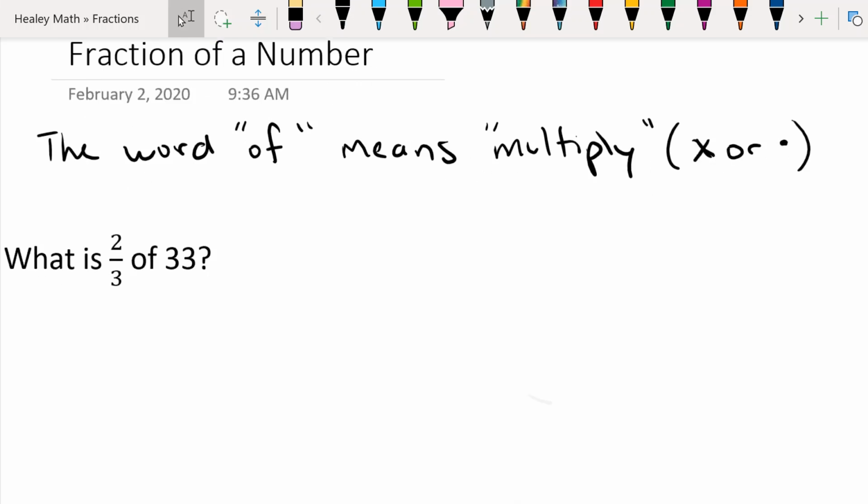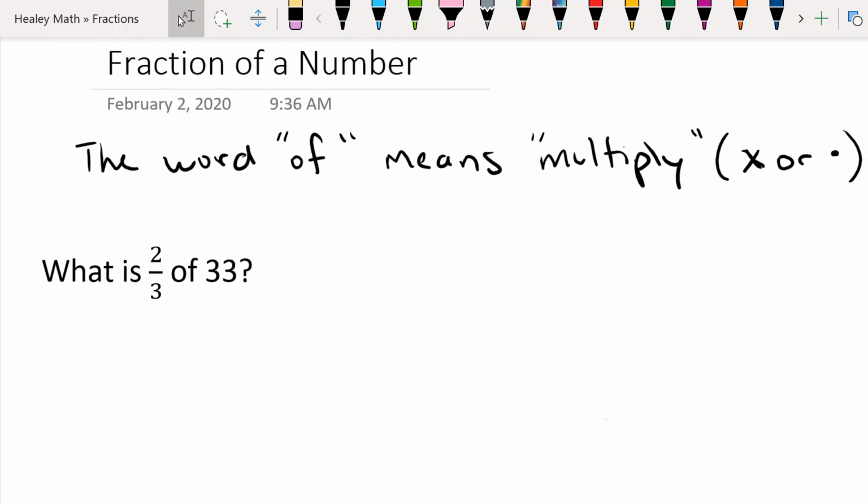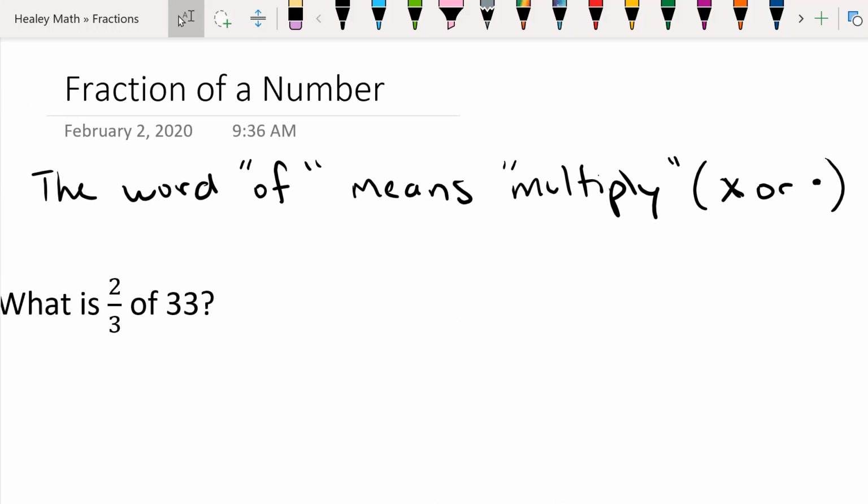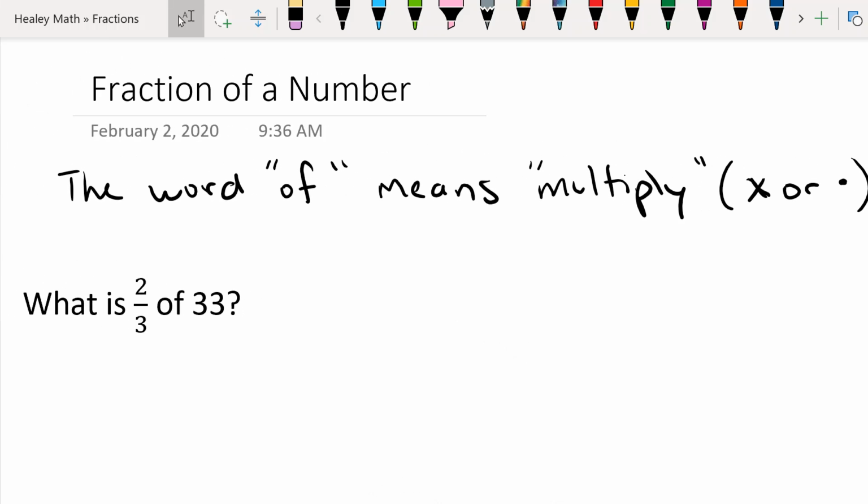So if we look right away at this example, we see the question: what is 2/3 of 33? If we use our trick up here, we know that the word "of" means multiply. So let's rewrite this: 2/3 times 33.